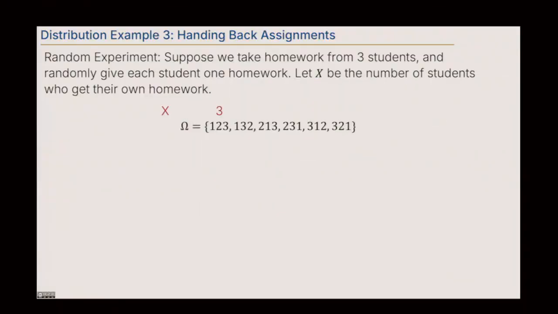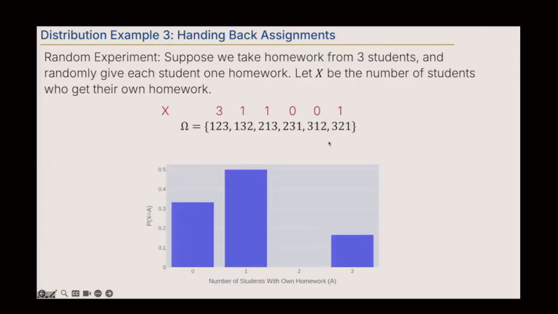All right, so what is X going to be? So for this one right here, how many do we get back? How many do we get correct here? It's 3. All right, here, we got one of them right. Okay, how about this one? 1, yep, this one? 0, 0, and 1. So the distribution looks like that.